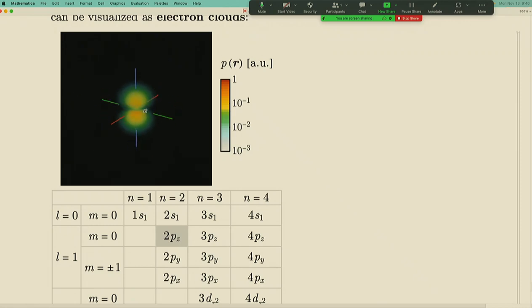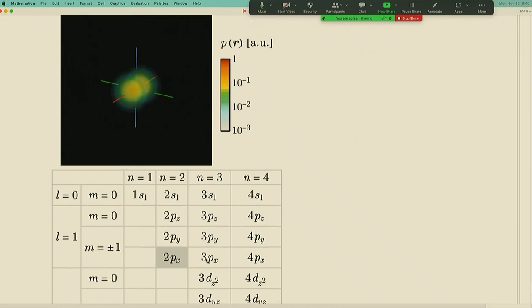Okay, so if you go to py, then it will be along the y direction, which is like that. And then if you go to px, it will go like this. It will be along the x direction. So you can use this to explore different shapes of the orbitals.